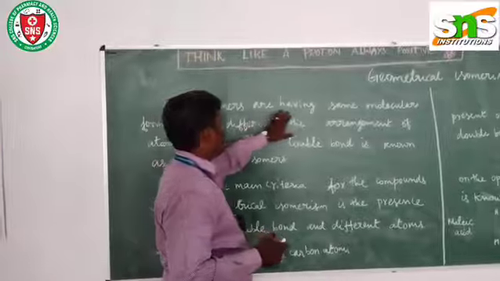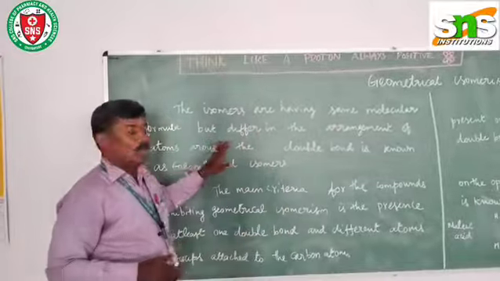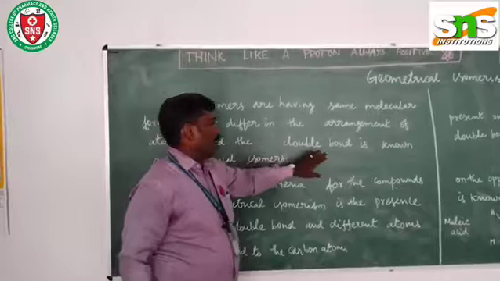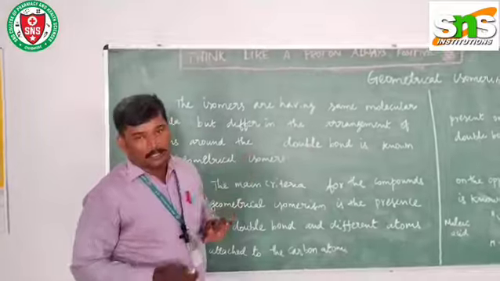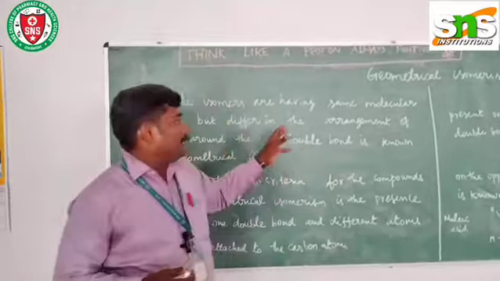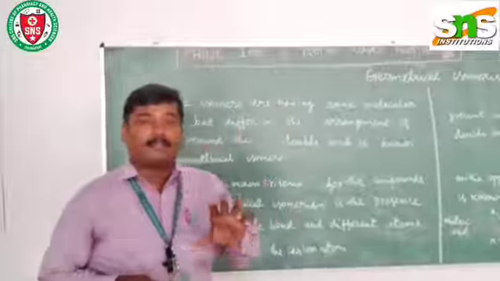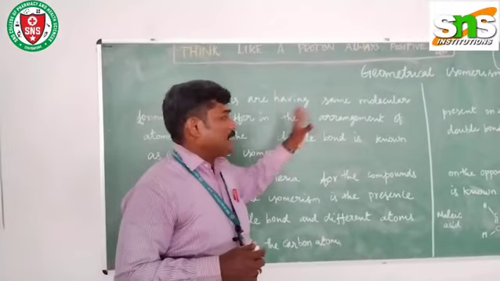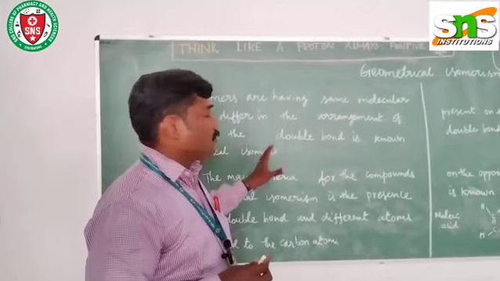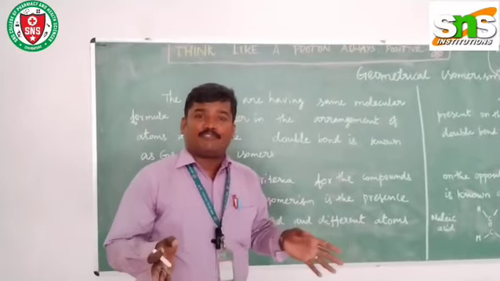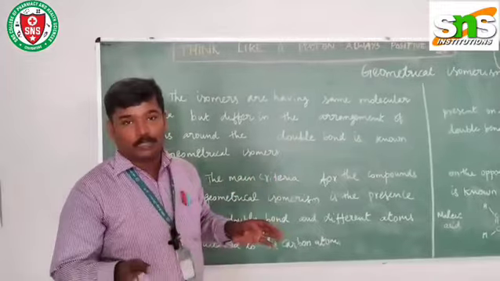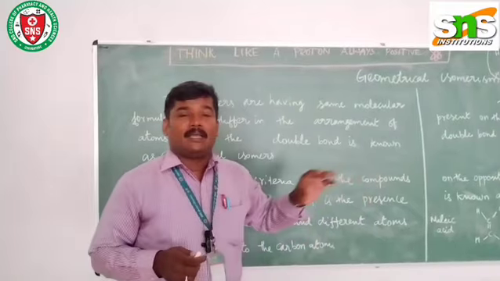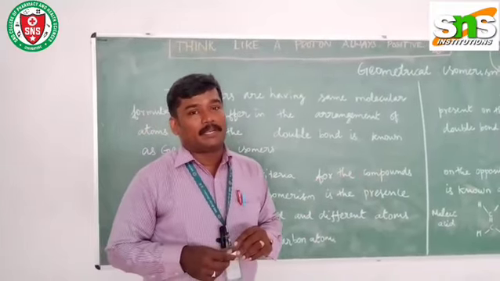The isomers which have the same molecular formula but differ in the arrangement of atoms around the double bond are known as geometrical isomers. Okay, you can understand this definition. Normally isomers have the same molecular formula. Here, what is the difference in geometrical isomers? They also have the same molecular formula. Their difference is the arrangement of atoms or groups around the double bond. This phenomenon is known as geometrical isomerism.